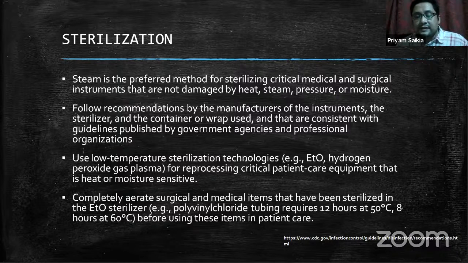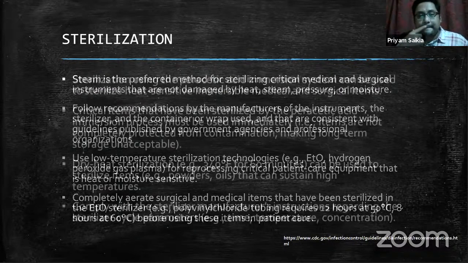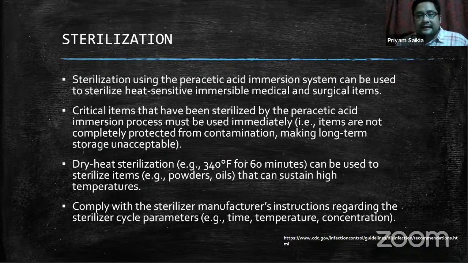Whether we use ETO, steam, or dry heat, some time is to be given to the instrument before it is used. If an instrument has been sterilized with ETO, then complete aeration of the surgical and medical items is to be done before that item is used. They have said that a peracetic acid immersion system can also be used to handle heat and moisture sensitive surgical or medical equipment. But critical items that have been sterilized by the peracetic acid system must be used immediately, unlike those sterilized by autoclaving or by use of ETO.